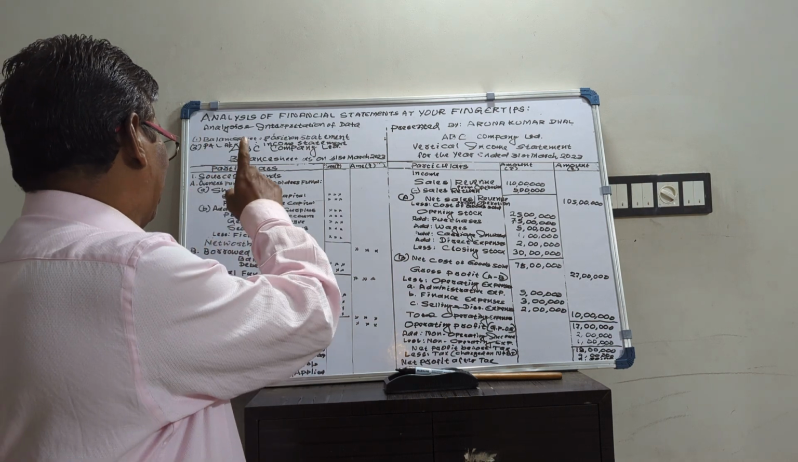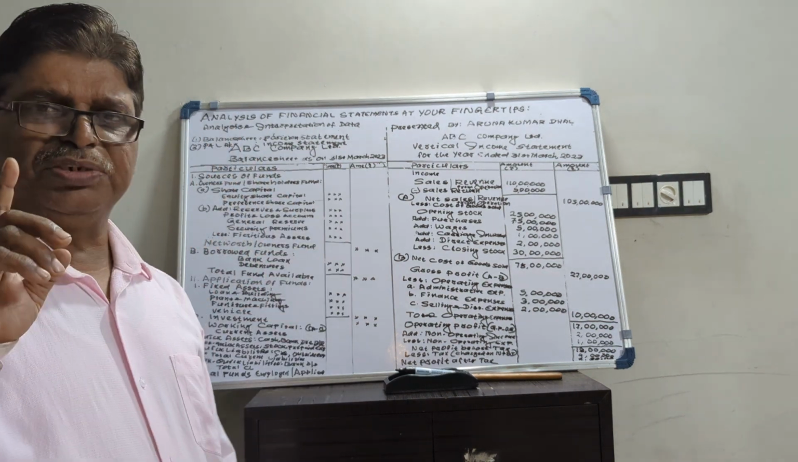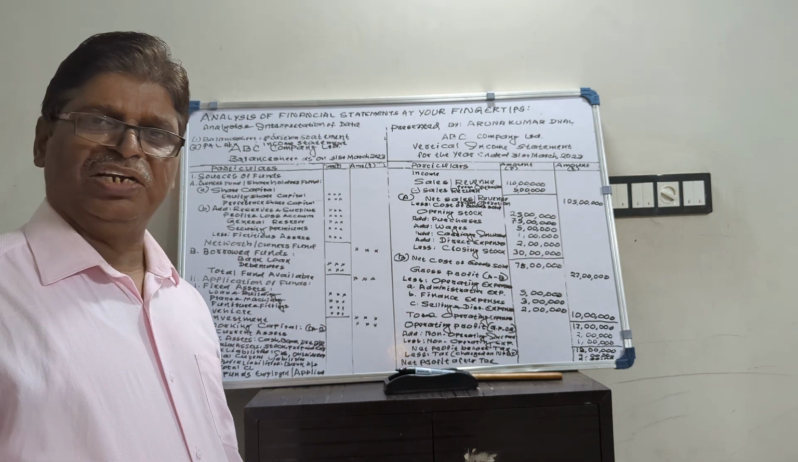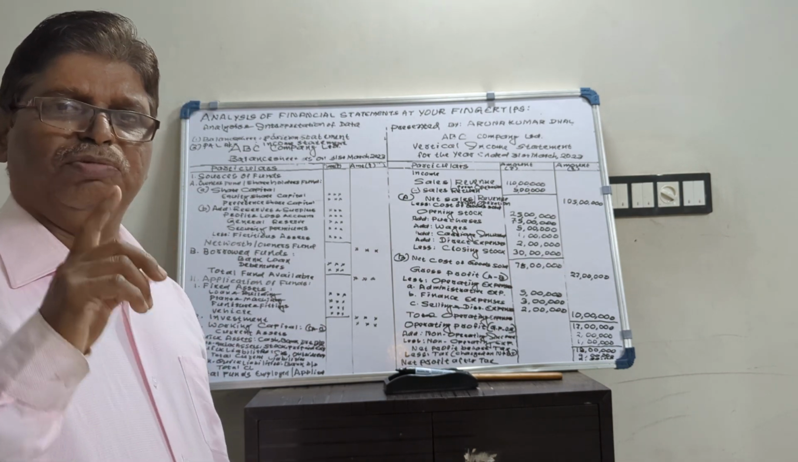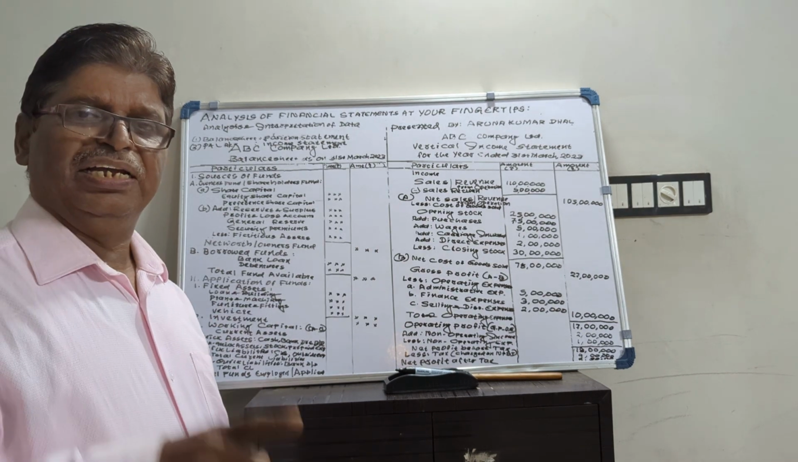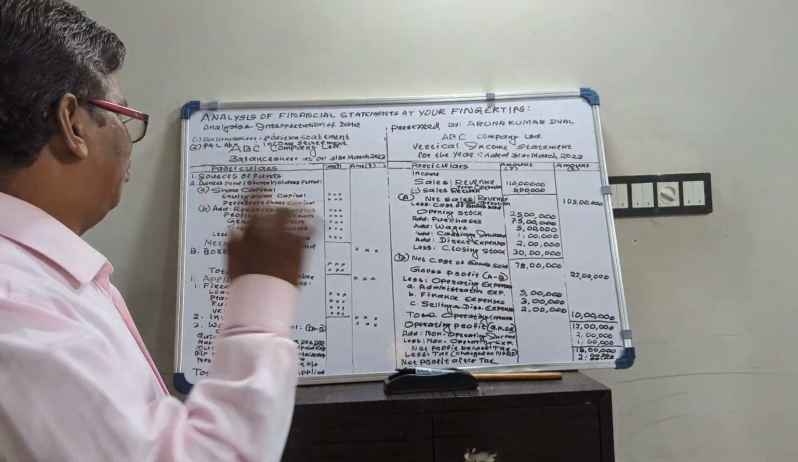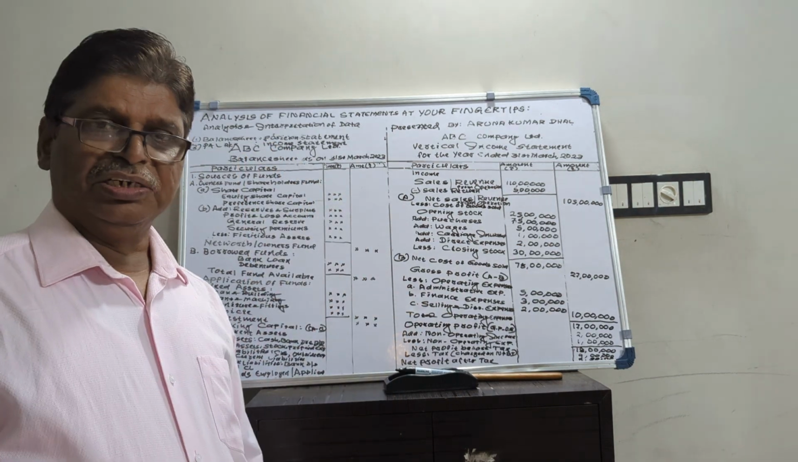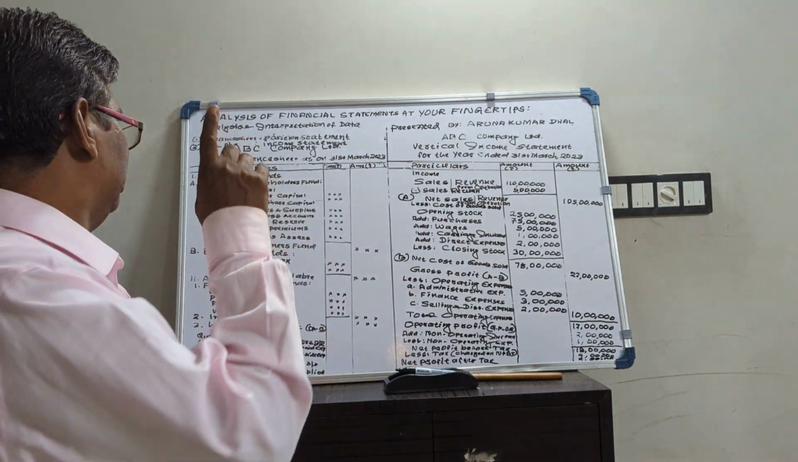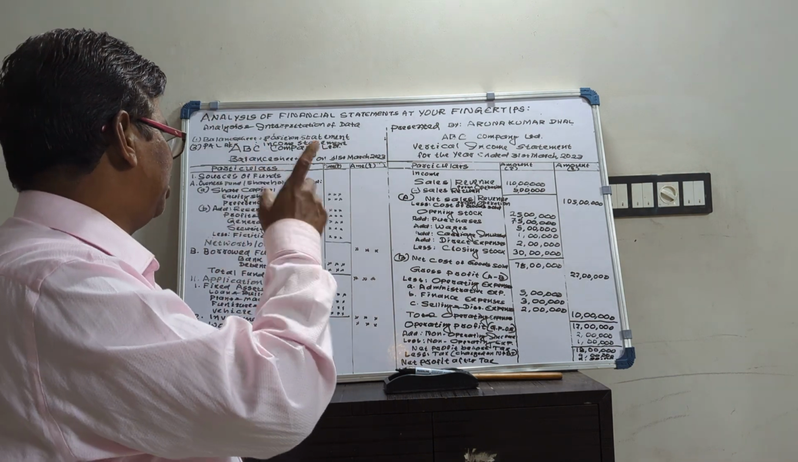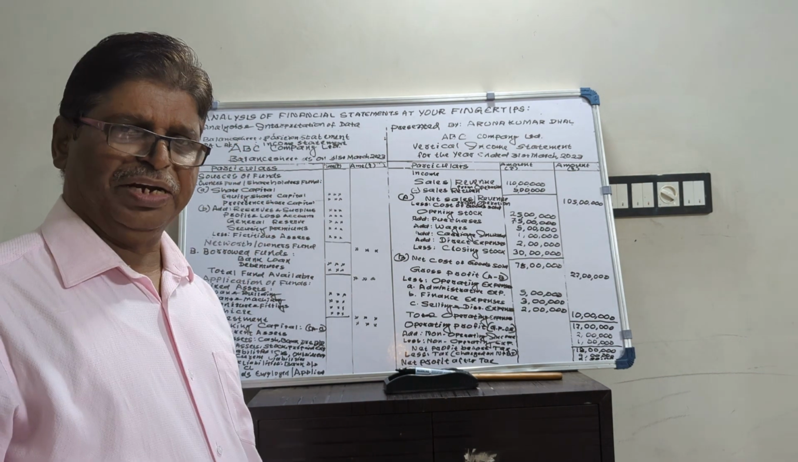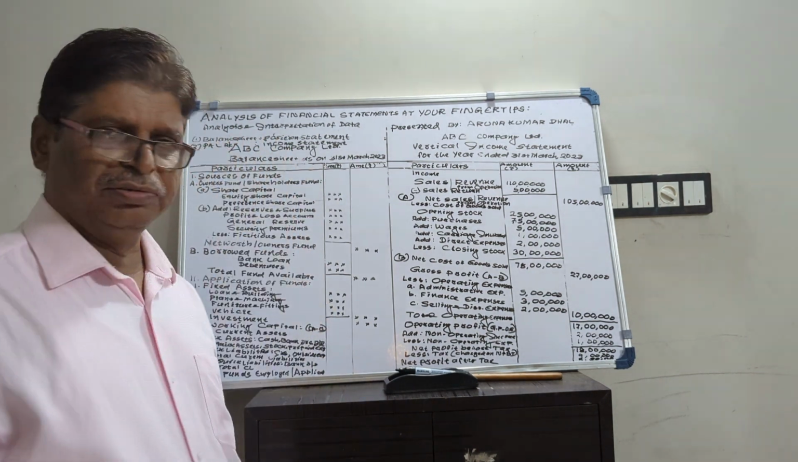Then from profit and loss account, that is income statement. The main purpose of running any business is to maximize profits. So profit is the lifeblood of every business concern. In this video, we will focus on the balance sheet, that is position statement, and statement of profit and loss, that is income statement of a company.